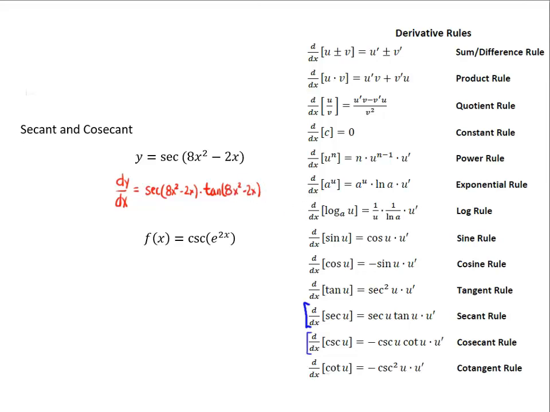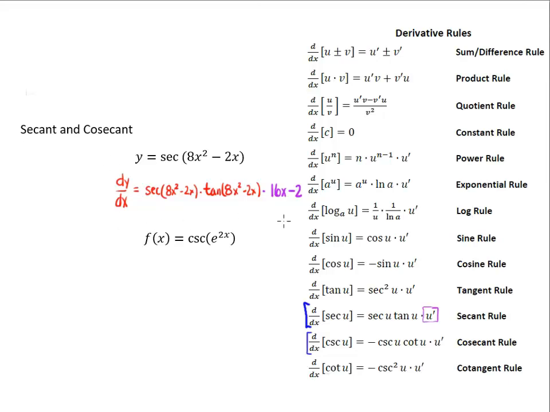And then that's the end of the secant rule, we've got to remember the chain rule, which says times the derivative of the inside of the argument. Inside the argument, this is a sum difference rule, so I can take the derivative of these separately. They're both power rules. The derivative of 8x squared is 16x, and the derivative of negative 2x is negative 2.